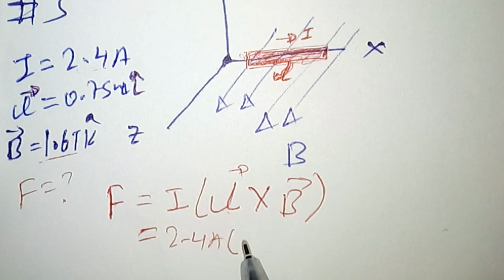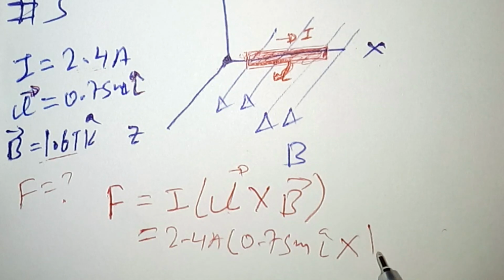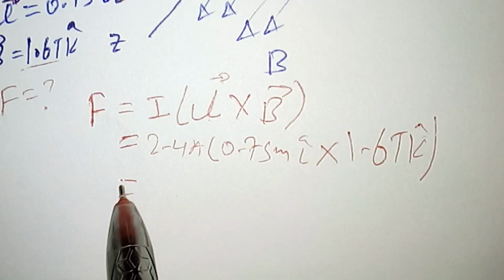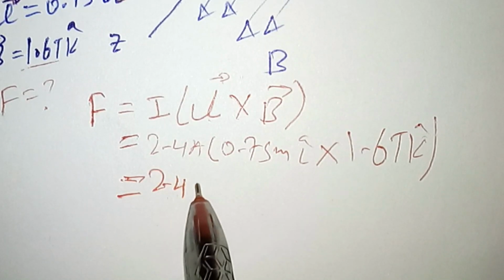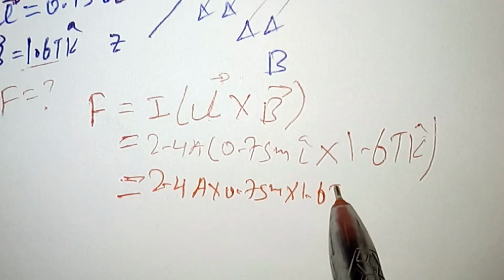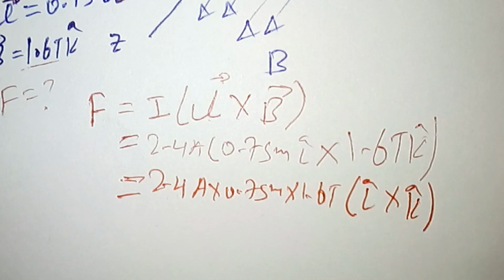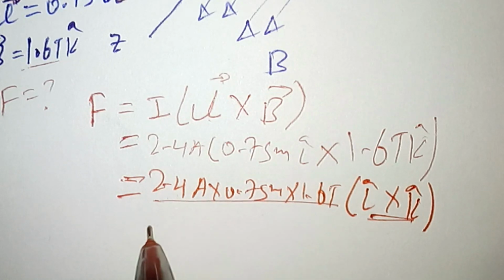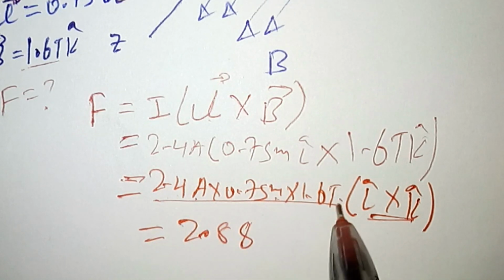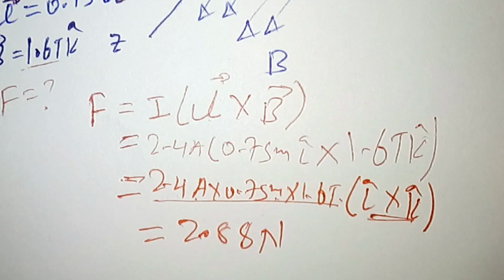The length of the wire is 0.75 meter, and the magnetic field is 1.6 Tesla K. So this is equal to 2.4 ampere times 0.75 meter times 1.6 Tesla, which is I cross K. Then we are left with I cross K here. If we multiply these numbers directly, we get 2.88 ampere times meter times Tesla, which is equal to Newton, and I cross K from the vector analysis.